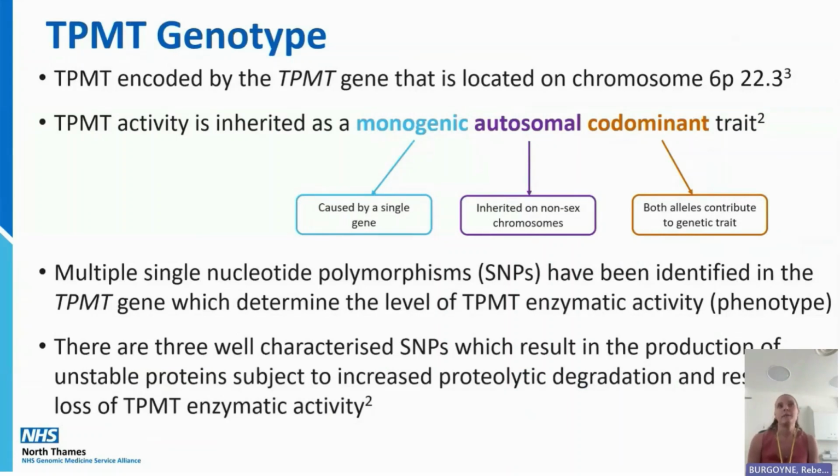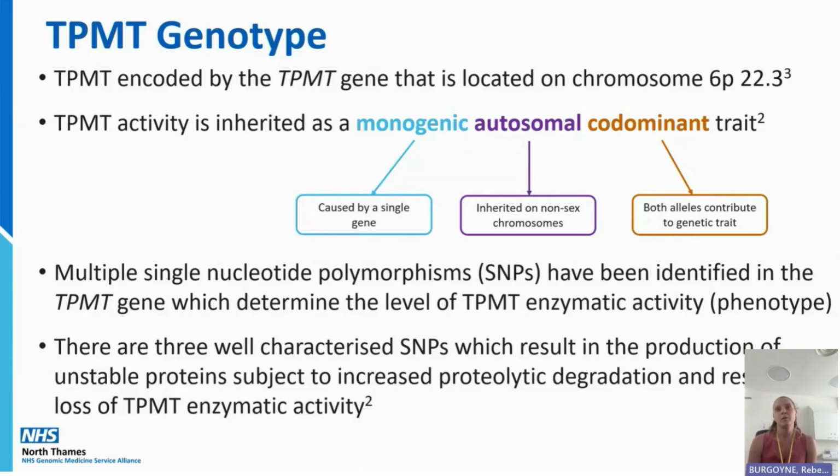TPMT is encoded by the TPMT gene, and this is located on chromosome 6p22.3. The activity is inherited as a monogenic autosomal codominant trait, and I've just broken those terms down for you on the screen there. So essentially it's caused by one single gene that is inherited on the non-sex chromosomes as opposed to the sex chromosomes.